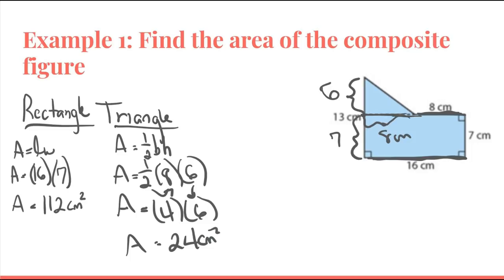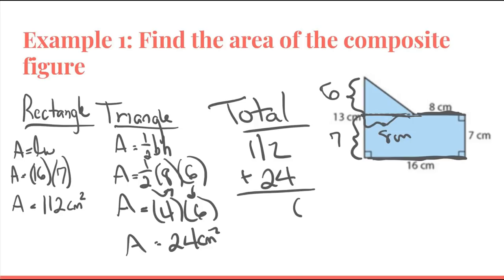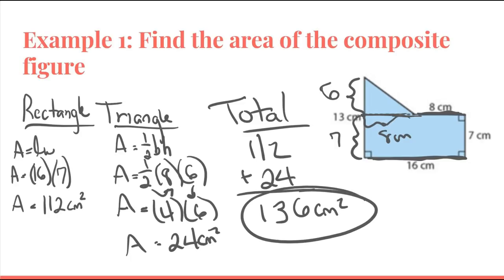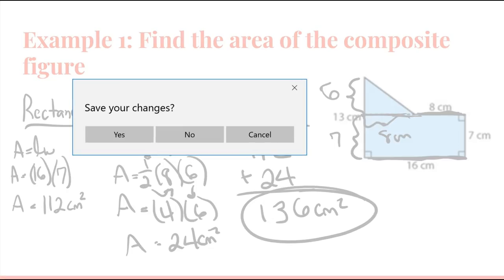Now I have the area of my rectangle, the area of my triangle. My total area is then just what I get when I add those two numbers together. So I have 112 plus 24. When I add them together, I get 136 centimeters squared. Okay, so I break it apart into smaller parts. I find the area of each of those smaller parts, and then I add it together. Let's take a look at one more example before you try it on your own.